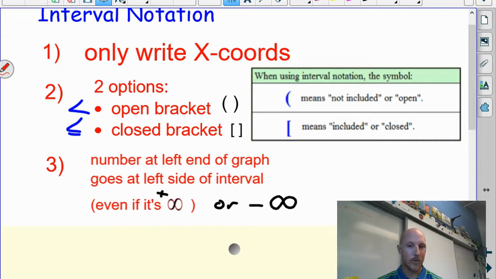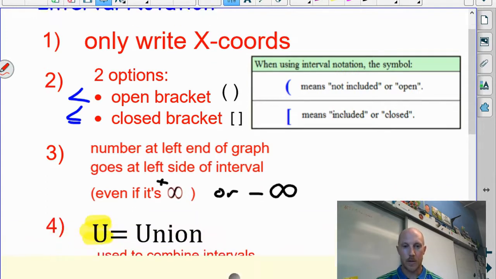And that applies also if we're using infinity, like if the graph just continues a behavior forever, positive infinity or negative infinity, depending on which side of the graph you're at. Still small things like negative infinity at the very small end of the number line is going to be at the left end of our interval.